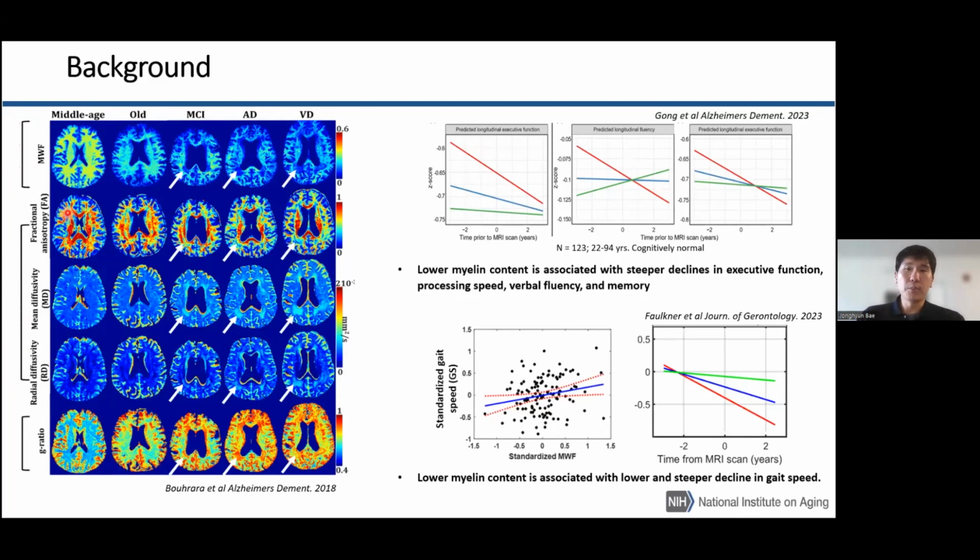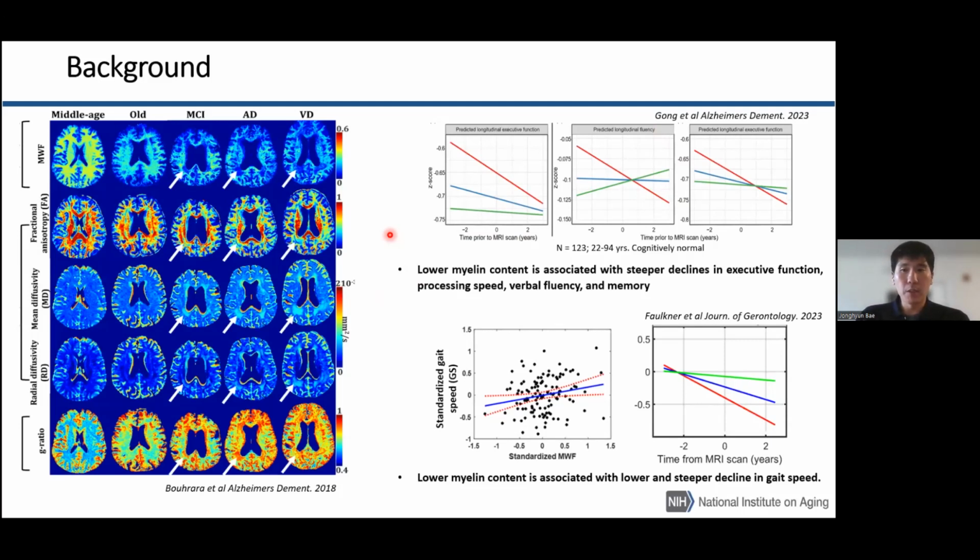Also, similarly, the diffusion measures exhibit increased diffusivity in aged individuals, as well as in patients, suggesting alteration in brain microstructures. Our lab has shown the correlation between these measures and different physiological changes, such as cognitive decline and motor function. My colleague will present this work in more detail this afternoon, so please stay tuned. But our study has shown that lower myelin content is associated with steeper declines in executive function, processing speed, verbal fluency, and memory.